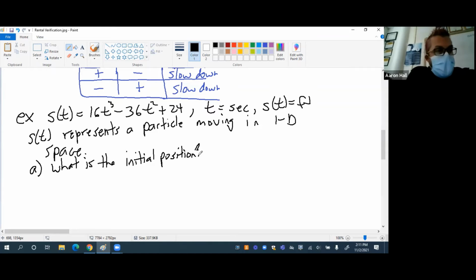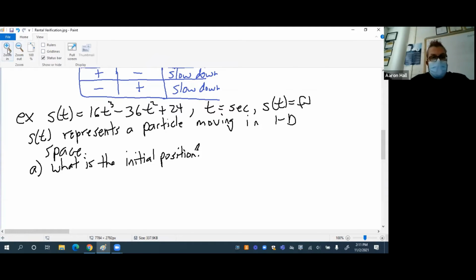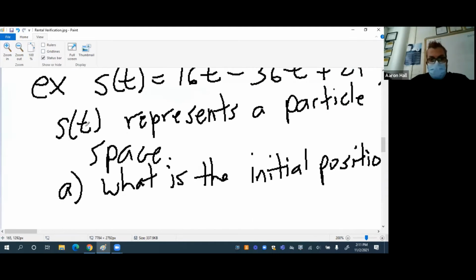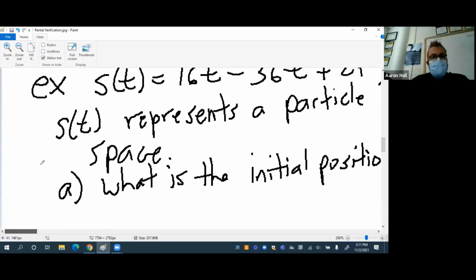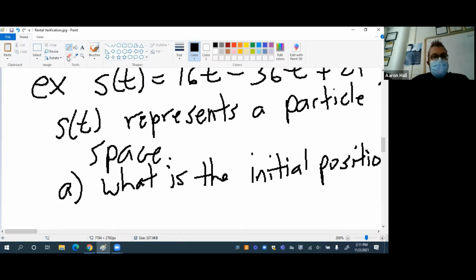Emerson, any ideas how to figure this out? Would it just be the, sorry, what exactly is S of t again? I can't really see it very well. Is it too far back? S of t represents a particle moving in 1D. Alright, so can you just plug in 0 to find the initial position?